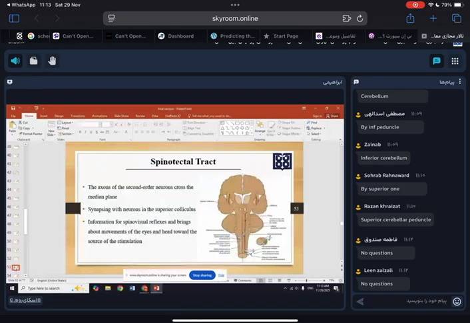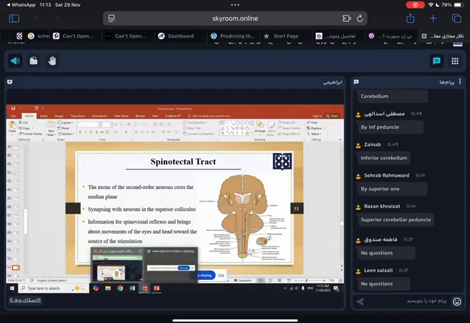Another tract you are seeing is the spinotectal tract. I told you before. Where is the tectum? Tell me. I told you. Where is the tectum?